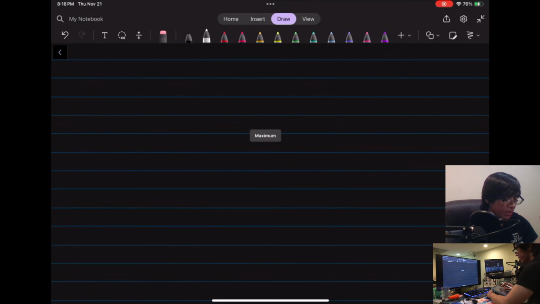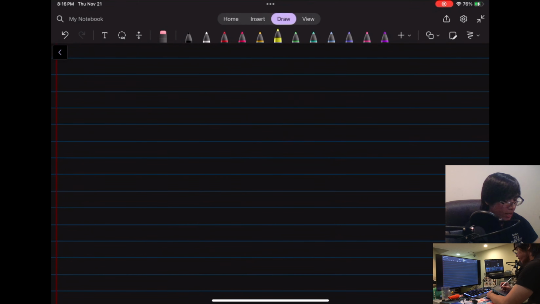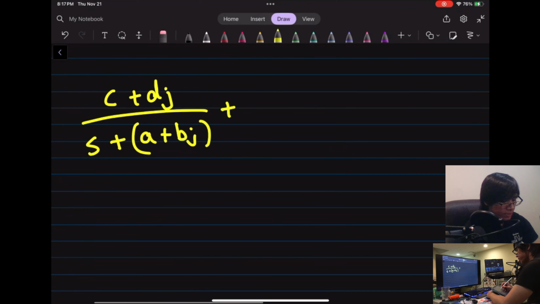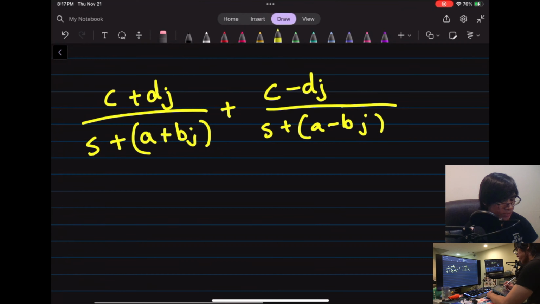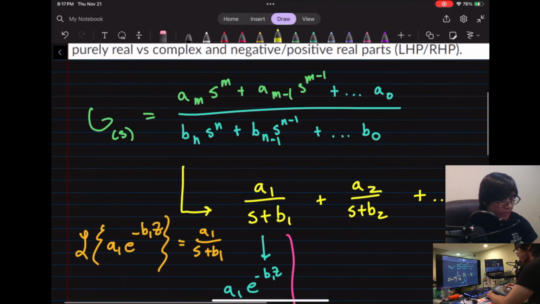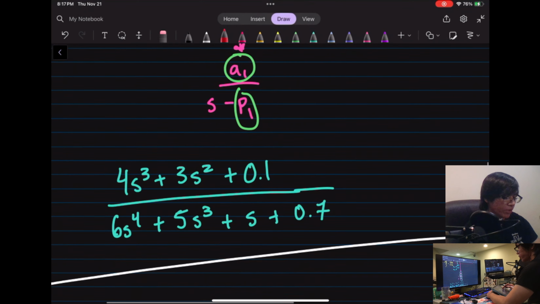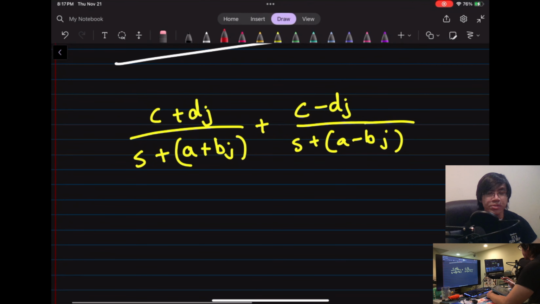If we had the conjugate pairs, remember they exist as pairs. So we had something like (C plus DJ) over (S plus A plus BJ), and then (C minus DJ) over (S plus A minus BJ). You'll notice it's not quite the same form that we showed earlier. Instead of just real values, now we have complex numbers for both the residues, which are the coefficients on the numerator, and the poles or roots in the denominator. So now we're introducing that imaginary portion.